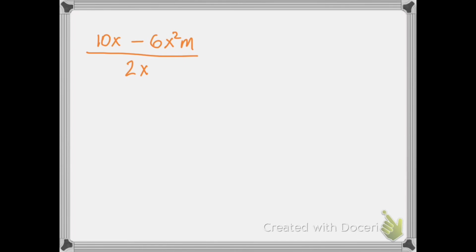In this last exercise, we'll do the same. 10x divided by 2x is 5. And then 6 divided by 2 is 3. X2 divided by x is x. And then the m has to stay there. And that's our answer. Very simple lesson. Just be very careful when you are dividing and choosing the greatest common factor.